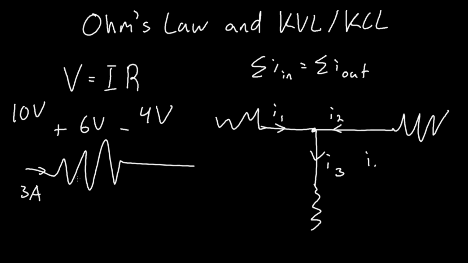The sum of the currents going into this node, the currents pointing into the node, I1 and I2, is equal to the sum of the currents going out, and the only current going out is I3. So that means if I1 was 3 amps and I2 was 5 amps, then I3 must be 8 amps.